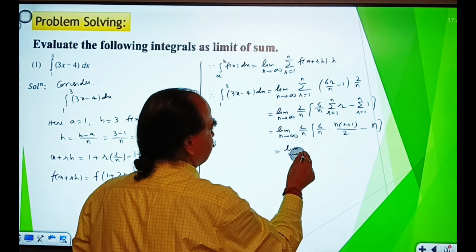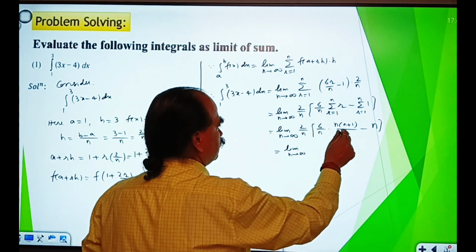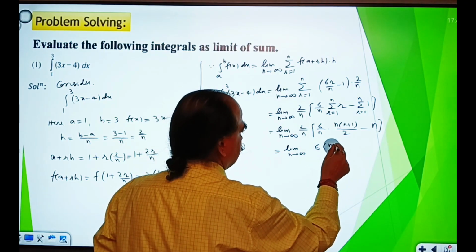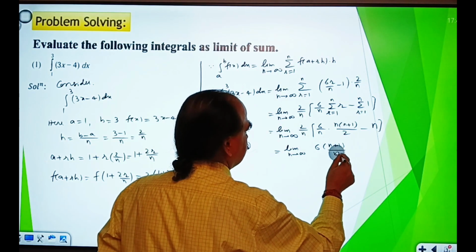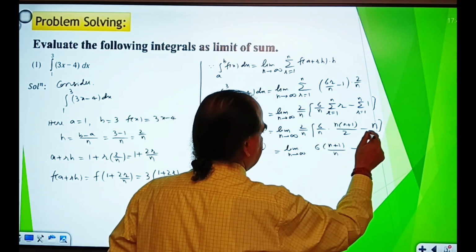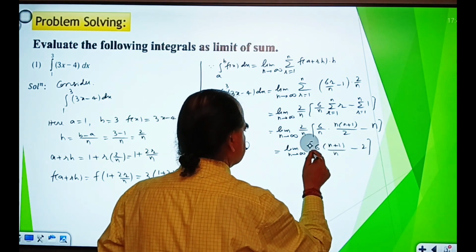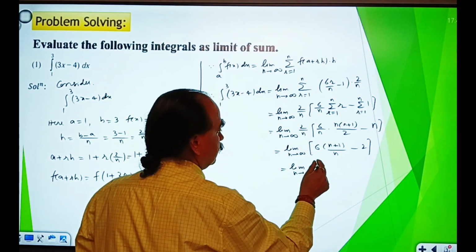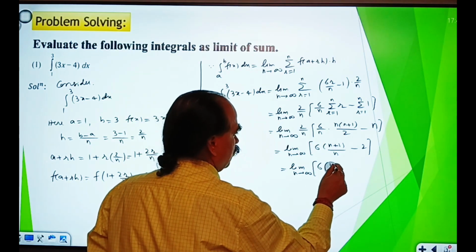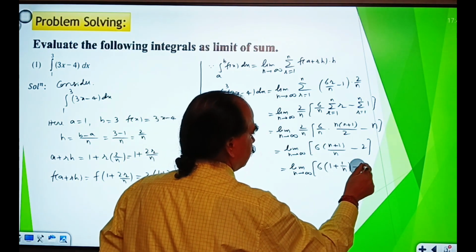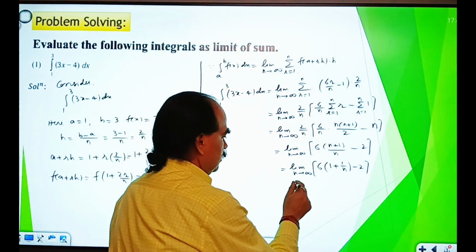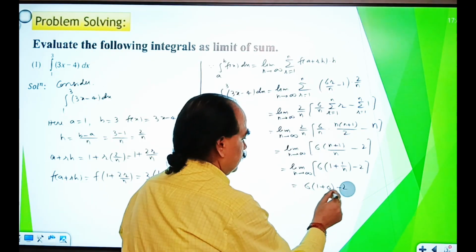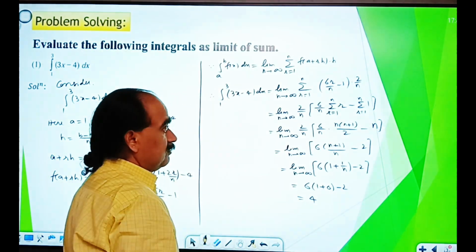2 by n you multiply inside. So limit n tends to infinity, this 2 and 2 will get cancelled, n cancels. So 6 is there, (n plus 1) upon n. 2 by n multiplied to n will give you 2. Limit n tends to infinity, 6 times (1 plus 1 by n) minus 2, which is nothing but 6 into (1 plus 0). 6 minus 2 is what? 4. We can verify it.